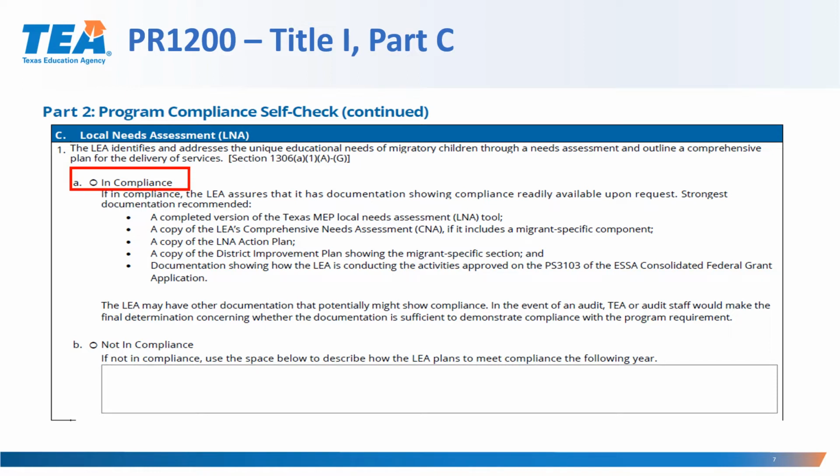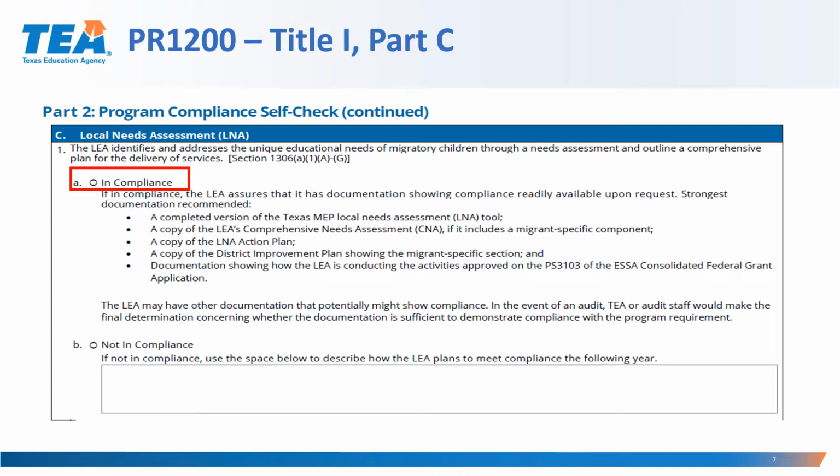A completed version of the Texas MEP Local Needs Assessment tool, a copy of the LEA's Comprehensive Needs Assessment, if it includes a migrant-specific component, a copy of the LNA Action Plan, a copy of the District Improvement Plan showing the migrant-specific section, and documentation showing how the LEA is conducting the activities approved on the PS 3103 of the ESSA Consolidated Federal Grant Application.